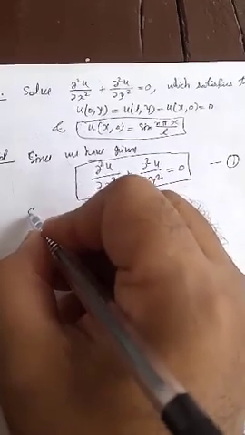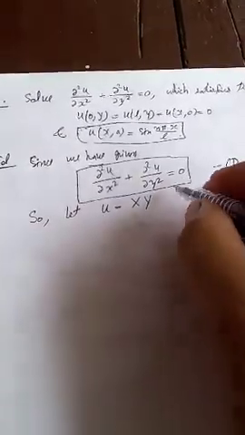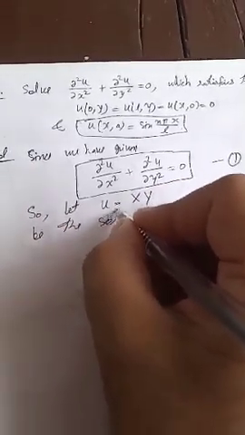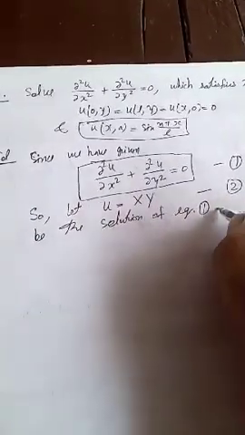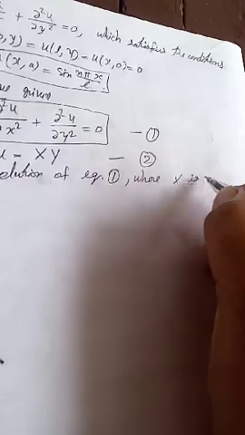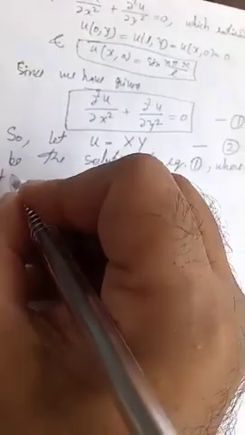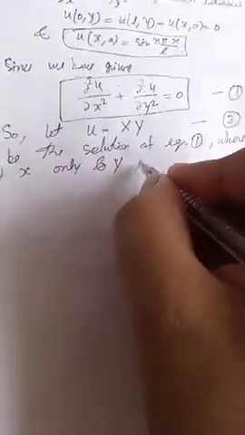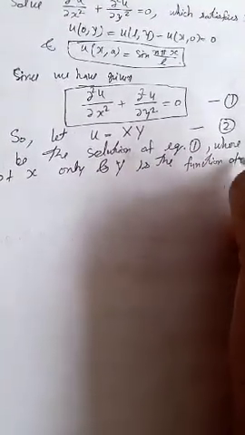So, let u is equal to capital X times capital Y be the solution of equation 1, where capital X is a function of x only and capital Y is a function of y only.